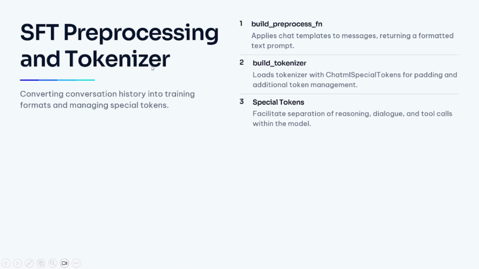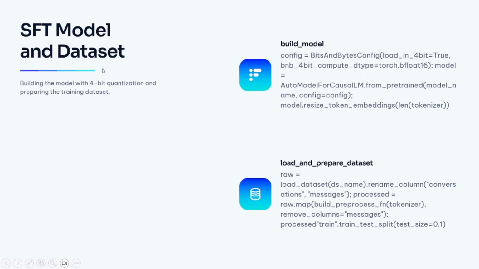SFT pre-processing and tokenizer. When converting conversation history to training format and managing special tokens, use this function: build pre-process function, build tokenizer function, and implement special tokens, which facilitate separation of reasoning, dialogue, and tool calling.